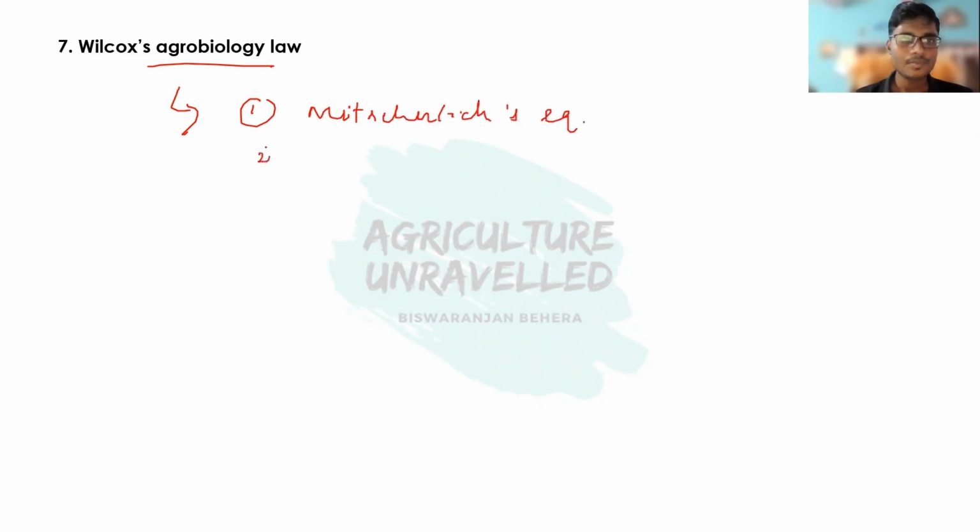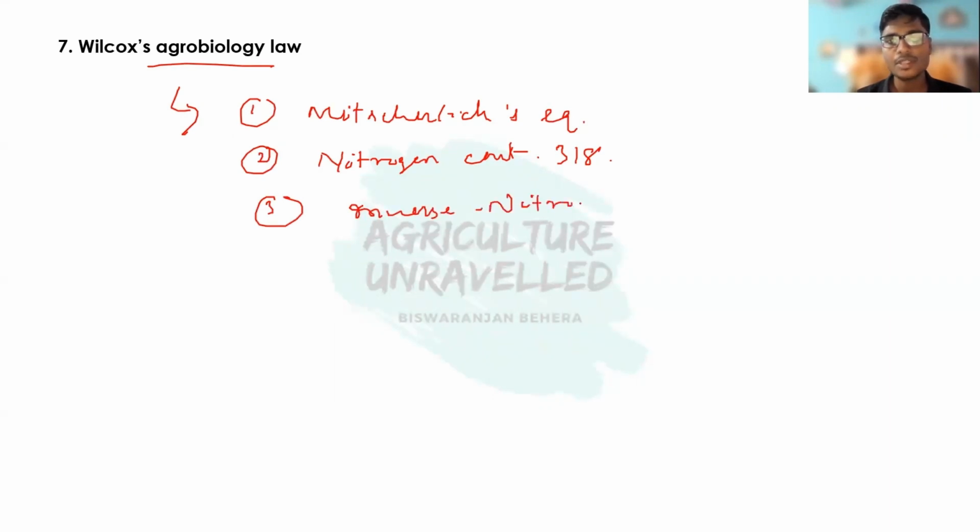This is simple. Then coming to next, that is Wilcox agrobiology law. Wilcox presented the agrobiology law. There are three laws. The first one is Mitscherlich's equation, so he simply presented the Mitscherlich equation. Then the second one is nitrogen constant 318. And the third law is the inverse nitrogen law.